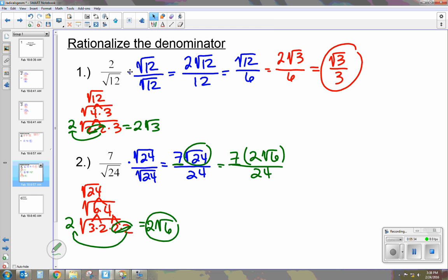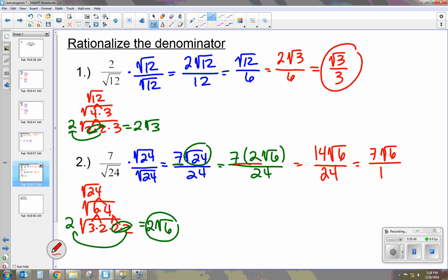And now we can multiply the 7 and the 2 together. So we get 14 square roots of 6 over 24. 14 and 24 are both divisible by 2, so it's 7 square roots of 6 over 12.